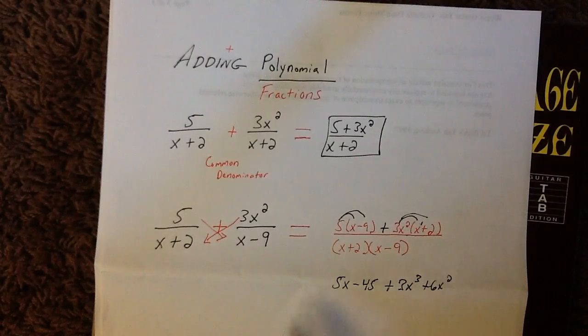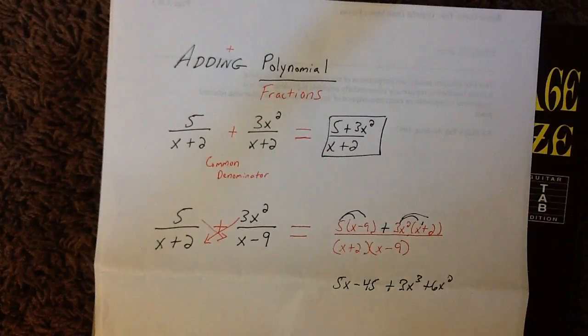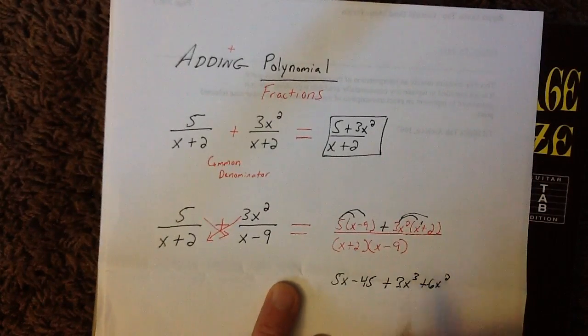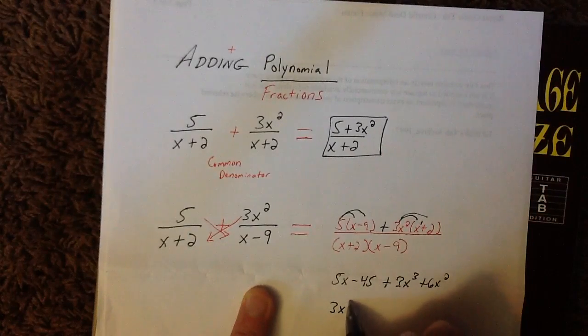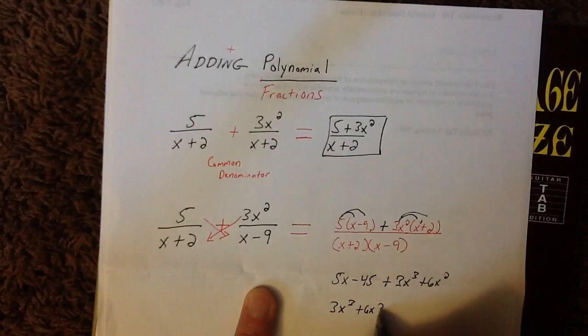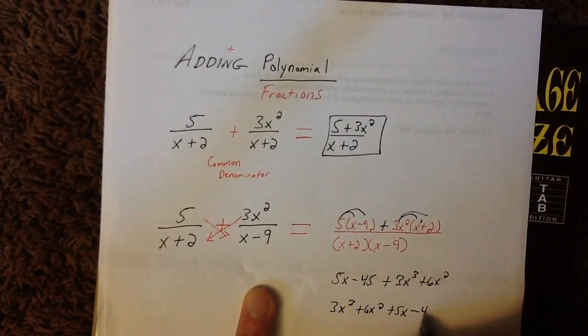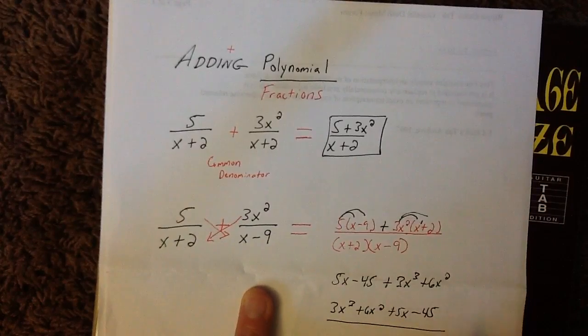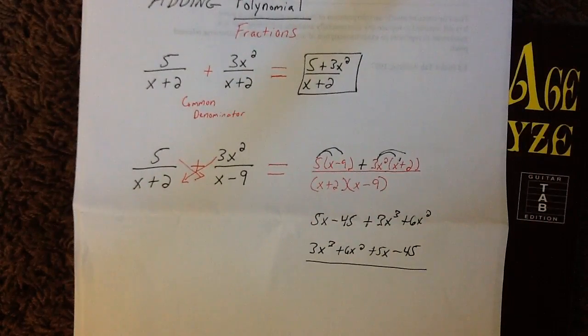There are no like terms to combine. We've got an x to the third, x to the second, x to the first, no x at all. So now I'm just going to put it in standard form. That would lead off with the 3x to the third, because it's the highest degree, or exponent, followed by the 6x squared, and then the 5x, and then the minus 45. I have completed my numerator at this point.